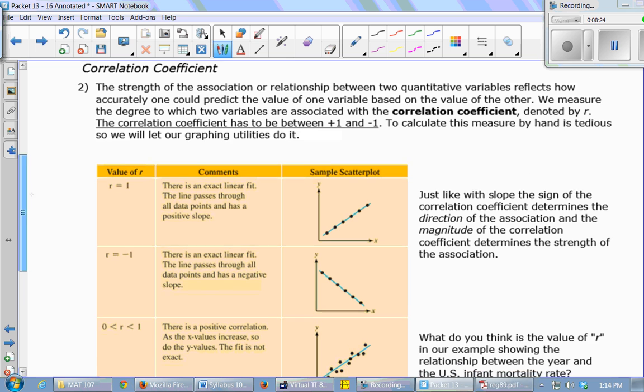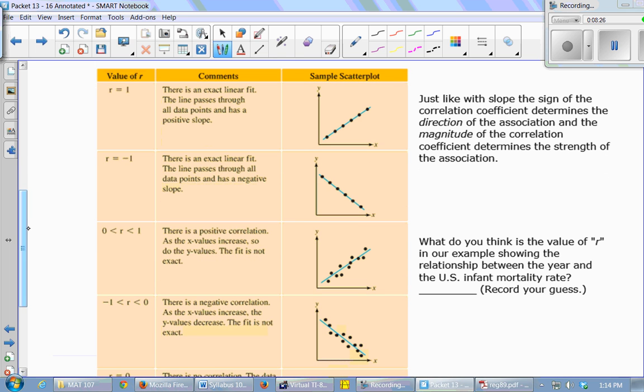Okay, so here's how you interpret it. An exact linear fit that's positively associated has an R value of 1. A perfect linear fit where every single data point lies on the line has a correlation coefficient of 1. If you have an exact linear fit, but the association is negative, because as x gets big, y gets small, that has a correlation coefficient of -1.